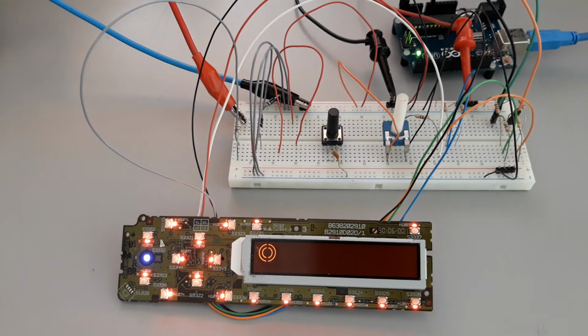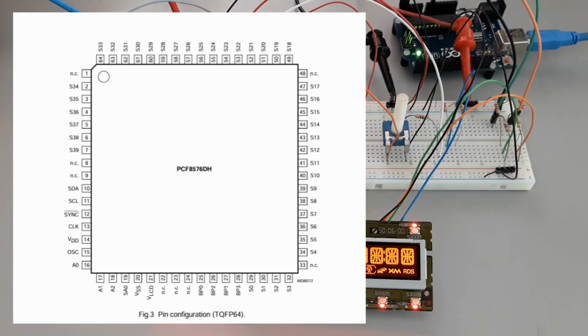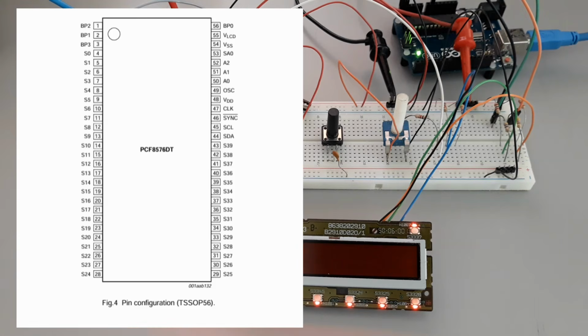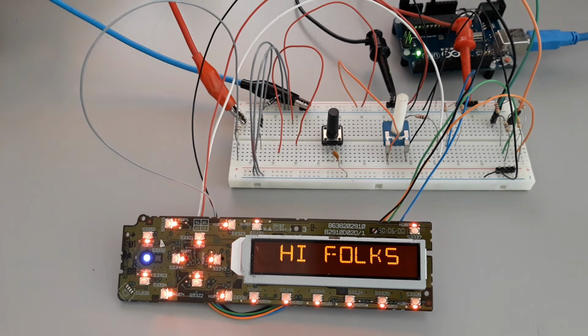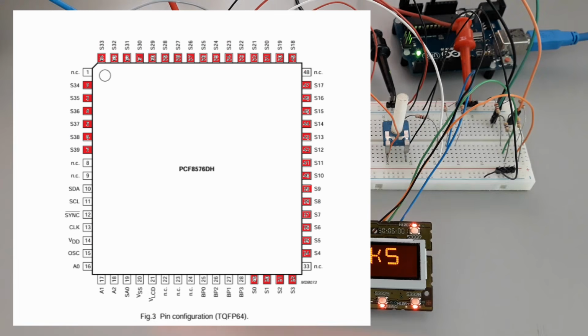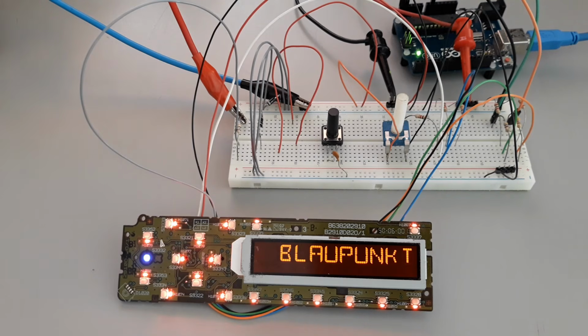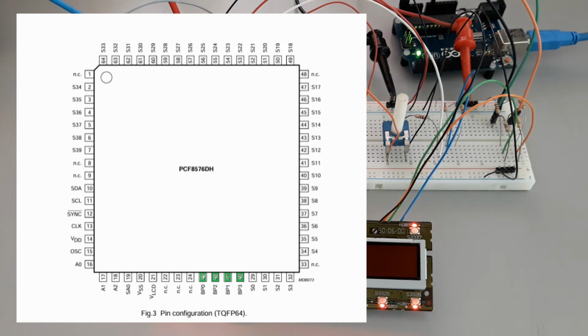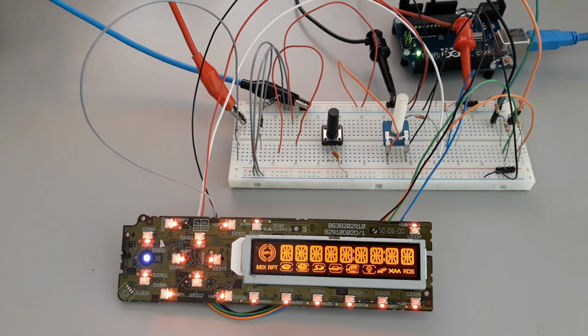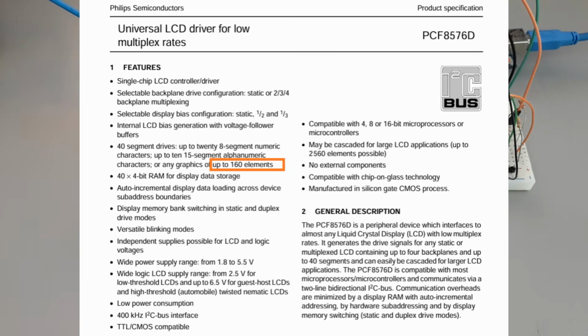This driver can be found in two different package formats. The first format is TQFP64 and the second format is TSSOP56. Both versions provide 40 pins dedicated to segment outputs. These segments are multiplexed using four common backplane pins, named BP0, BP1, BP2, and BP3. This configuration allows the driver to control a total of 160 segments.